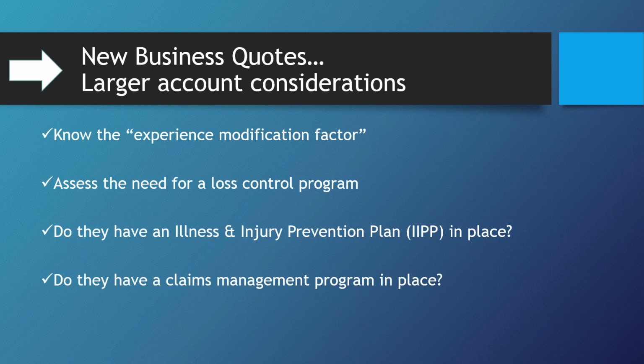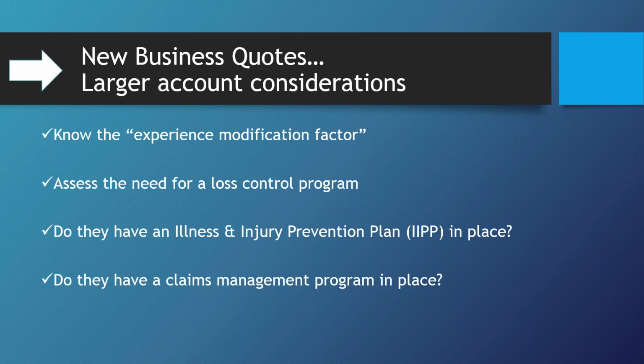But for the most part, as far as the large accounts go, are they experience rated? The easy way to find that out is through the Work Comp Insurance Rating Bureau website, or you can call them up and find out if they have that. Typically, that's tracked by the FEIN number that I talked about earlier, and that's why it's important to obtain that number when you're getting the information from the insured.